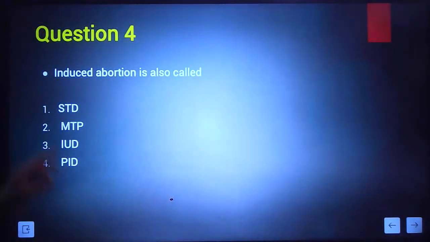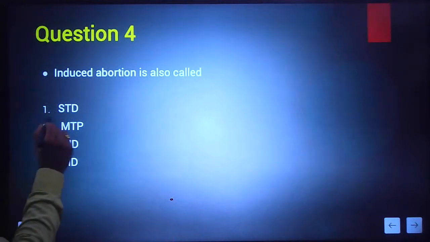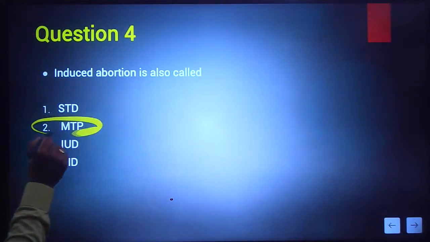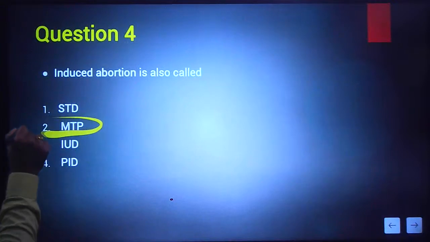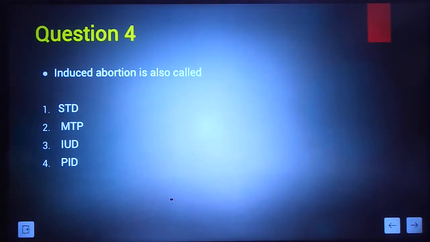Next question. Induced abortion is also called. What is the other name for induced abortion? STD, MTP, IUD, PID. PID is pelvic inflammatory disease, that's the expansion. Which is the other name for induced abortion? Induced abortion is medical termination of pregnancy. So option 2 is the correct answer. Medical termination of pregnancy is the correct answer.